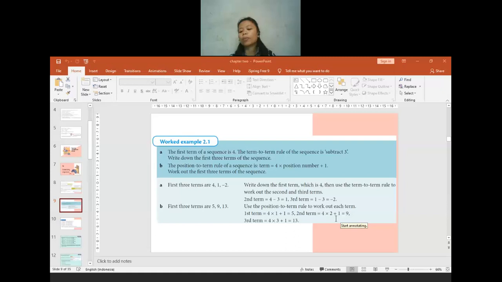And then for the second term, we replace the position number with 2. That's why the second term will be 9. For the third term, we replace the position number with 3. That's why the third term will be equals to 13.